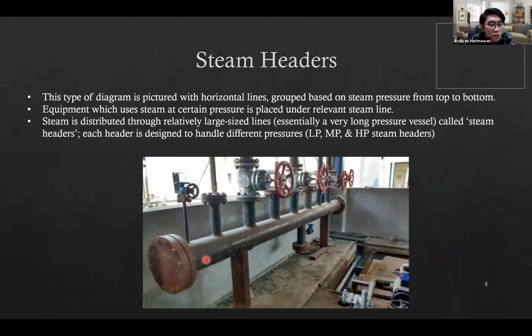This is the steam header in the picture. So the equipment that uses the steam at a certain pressure will be placed under the relevant steam line, depending on the value of the pressure. And then the steam will be distributed to relatively large size lines, essentially a very long pressure vessel. So basically, a steam header is a pressure vessel. It's a tank, but the physical form is a pipeline. Basically it's a tank or a pressure vessel. This is called the steam header, where each header is designed to handle a different pressure. So basically we have high pressure, medium pressure, and low pressure steam headers.